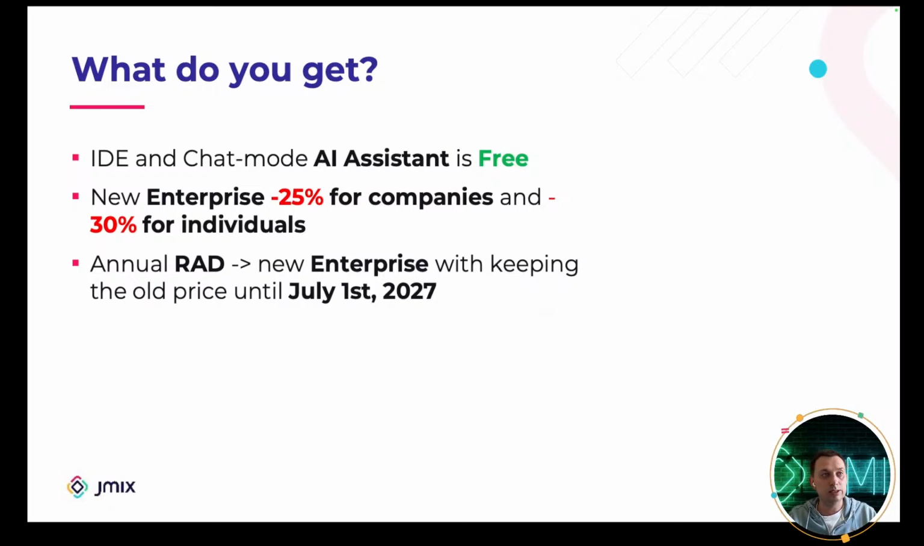The second good thing is that the enterprise plan excluding BPM became cheaper, so it's more accessible. And the last good thing is that all users who used the former Rapid Application Development plan were automatically transferred to the new enterprise plan, which excludes BPM from the package, and the price will be kept stable until the 1st of July 2027.